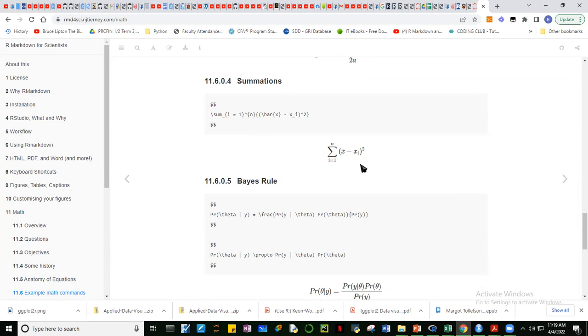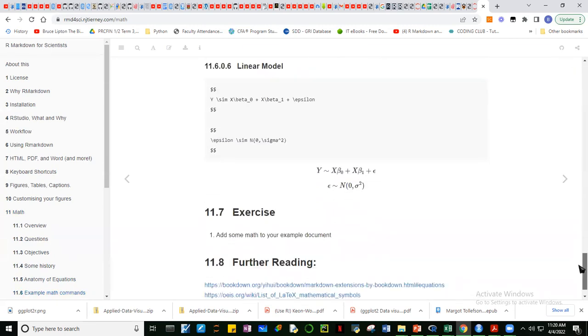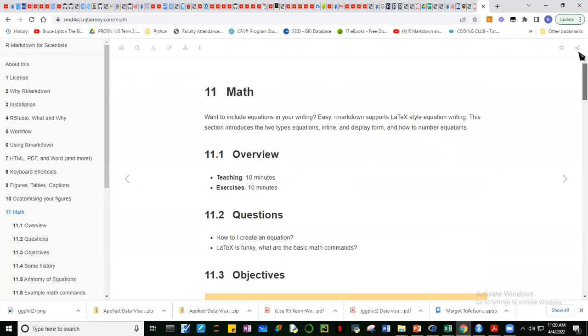So for example, yung summation, paano ba sinusulat yan? Okay, this is akin to a variance, a linear model guys. Ito, di ba? Y regress on X1, X2 plus the error term. Okay, so this is just a simple R Markdown for scientist reference.